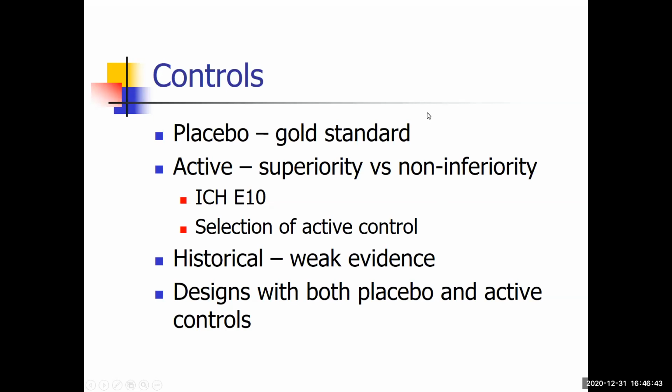The strongest evidence is placebo-controlled trials. Now, the next level will be active control trials. If in active control, you can still show superiority, then it's, again, gold standard. But in most active control trials, we can only do non-inferiority, so that's a secondary choice. And historical control trials, the weakest evidence. And there are times you have study designs with both placebo and active control arms.